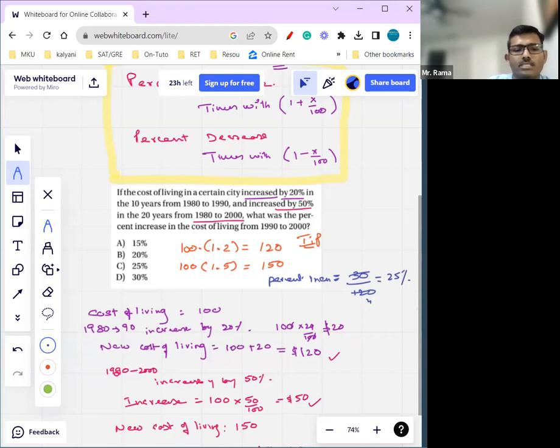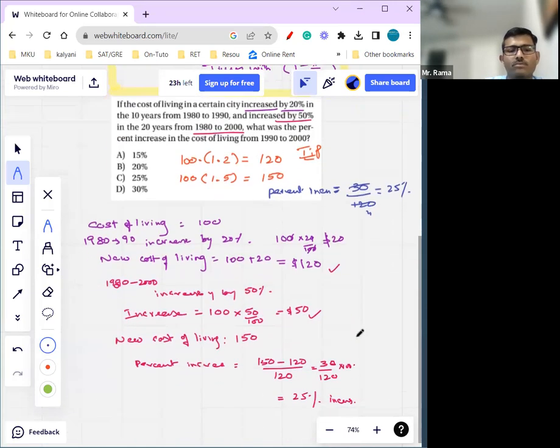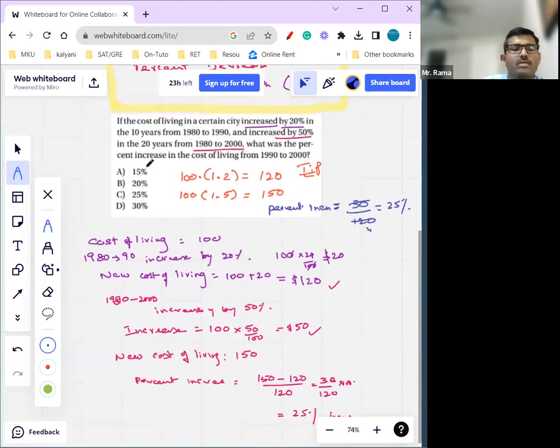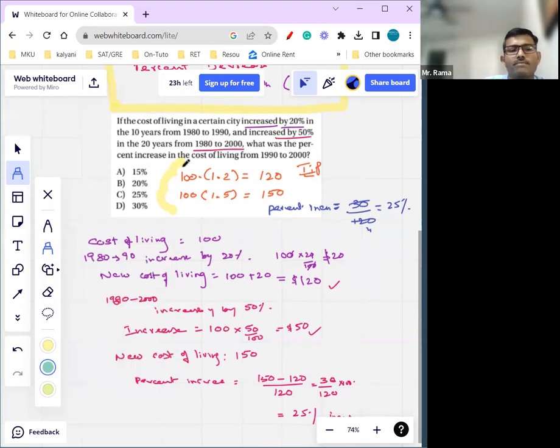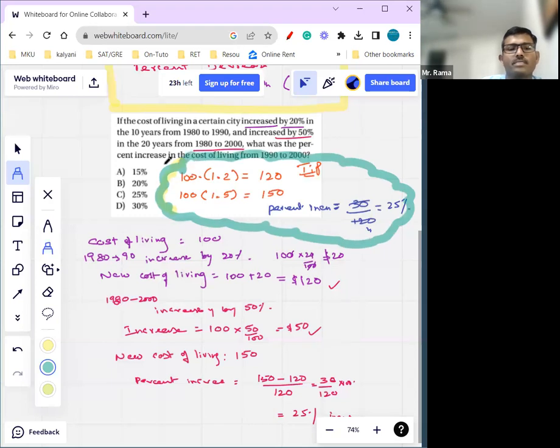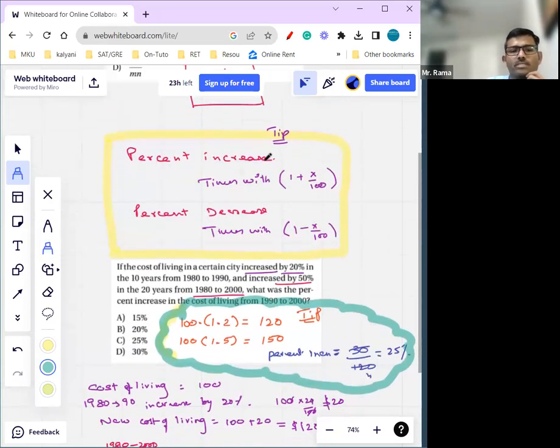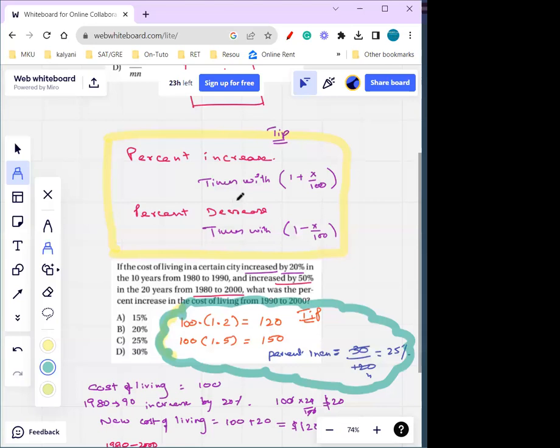Okay, so the same question, if you want to do it a little faster, obviously it saves time when you use that technique of how you can do the percent increases here using these formulas.